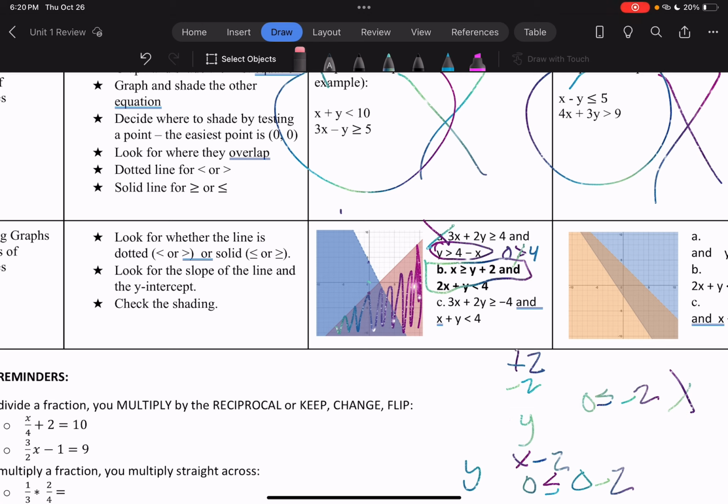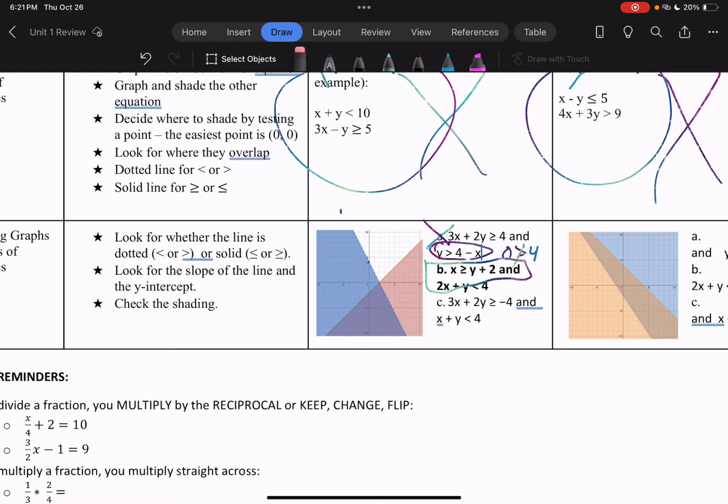So if you have one where you have to match the graph with a given equation, you want to look for what the slope is of each line, whether it should be dotted or solid, and whether or not the shaded area actually works for that equation or inequality. If it works for that inequality, then it's true, and so then that graph does match.